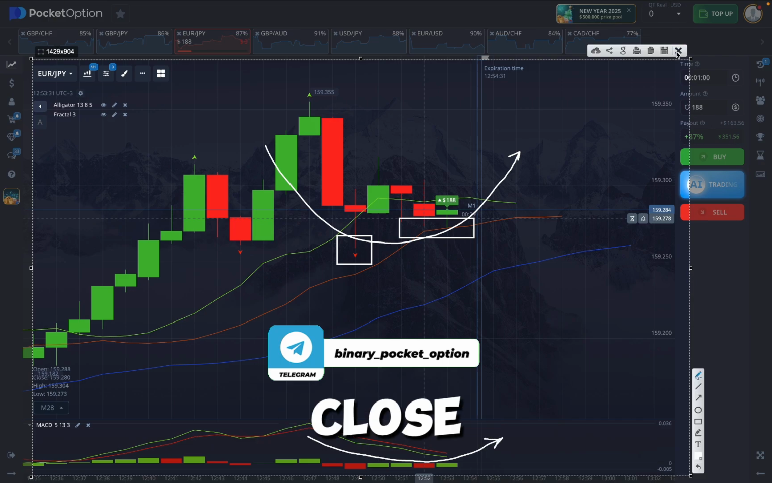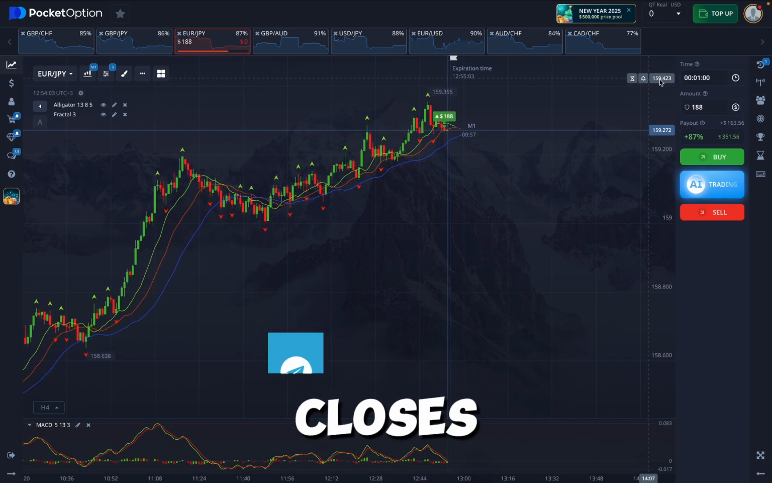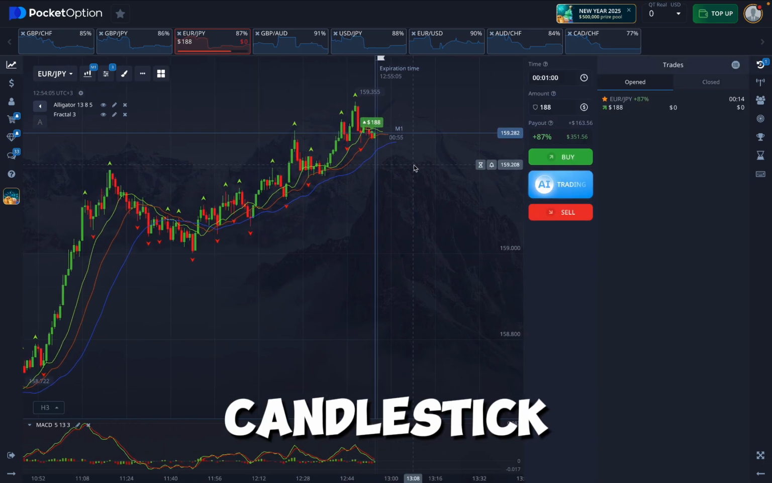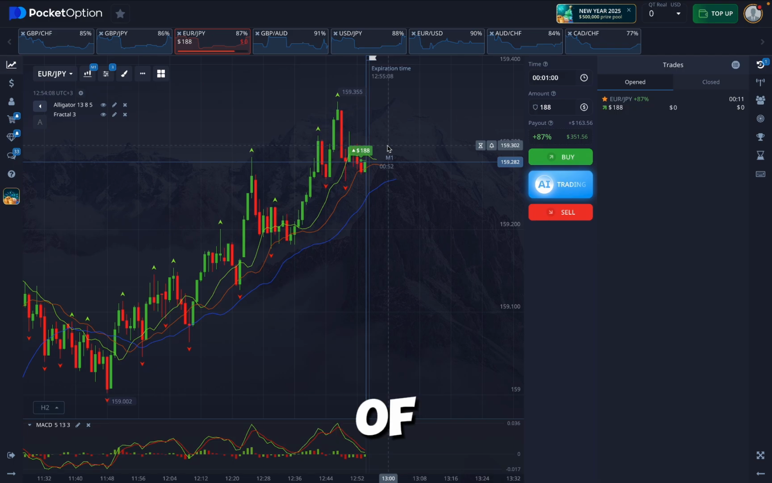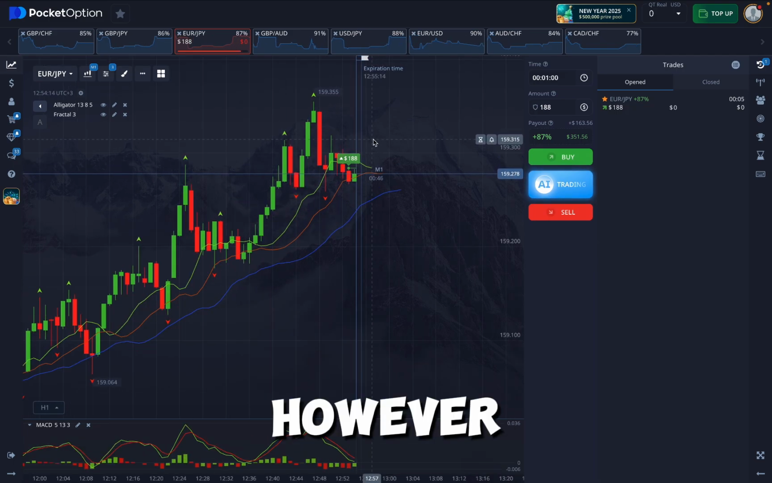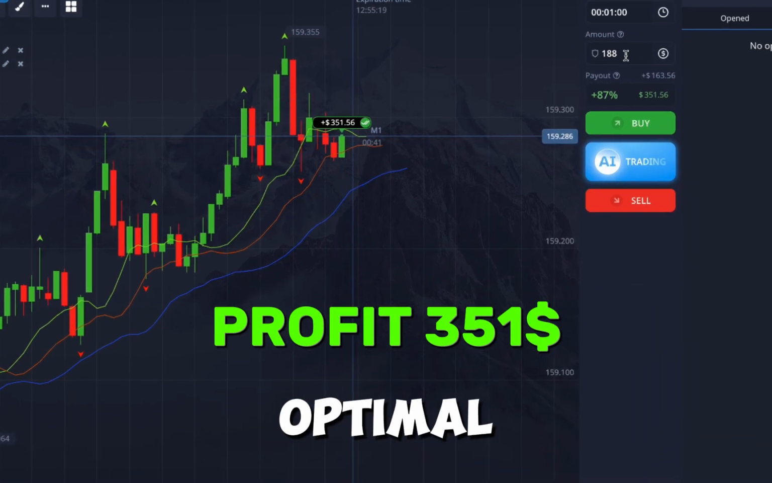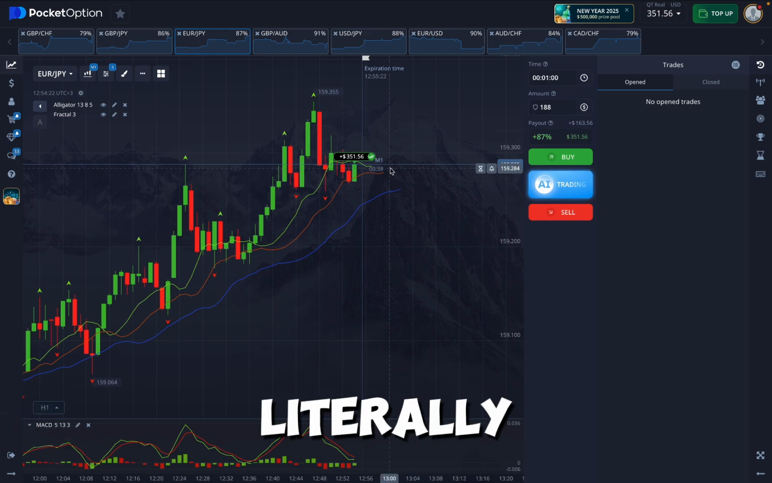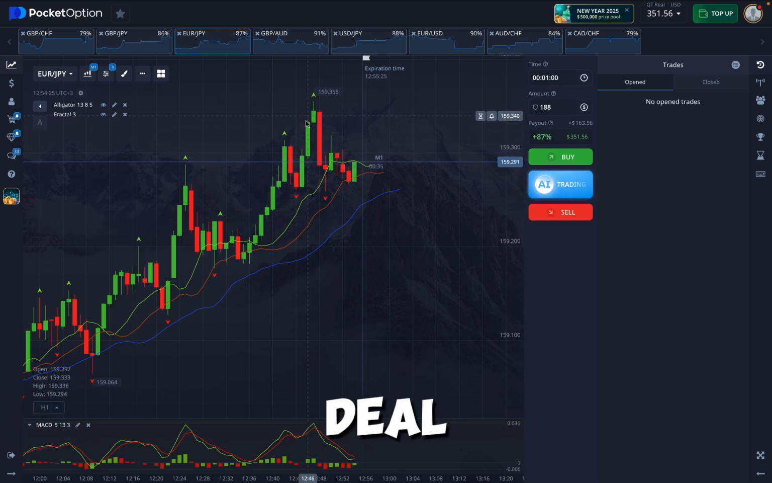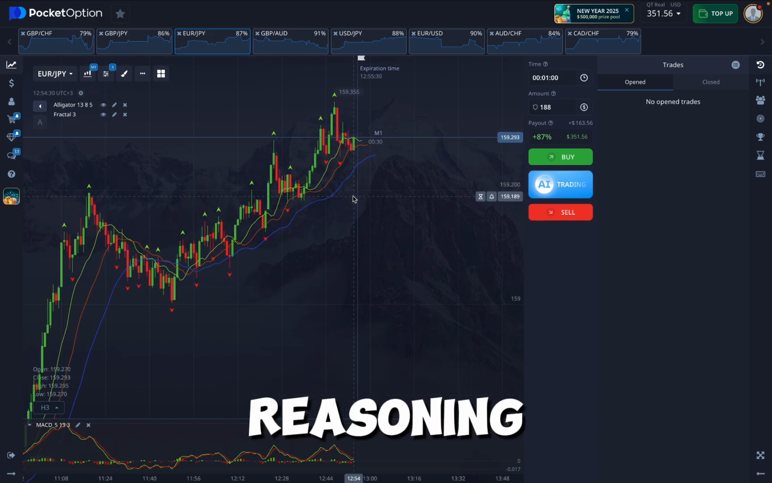About 10 seconds to close the trade. And the position at the last seconds closes in plus. The candlestick showed a fairly confident exit of the dynamics upwards, and the deal was closed in the plus. However, a little bit, of course, I picked not quite the optimal entry point, and literally would have been a couple more seconds and the deal I would have closed in the minus. But you have to understand my reasoning, right?